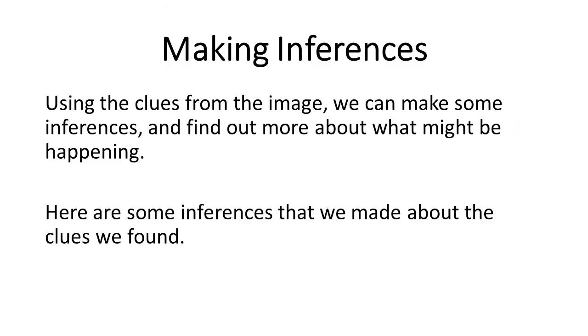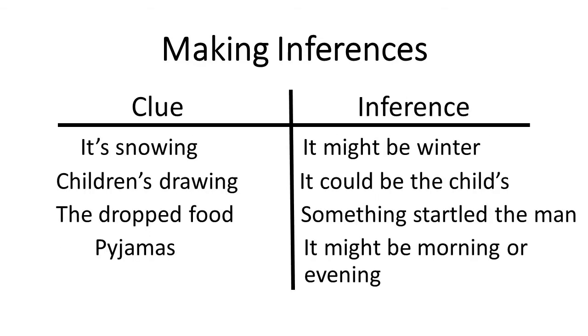Using the clues from the image, we can make some inferences and find out more about what might be happening. Here are some inferences that we made about the clues we found. We've taken our clues and the inferences we've made and placed them into a small table. Our first clue was it's snowing. The inference we could make from this is it might be winter.